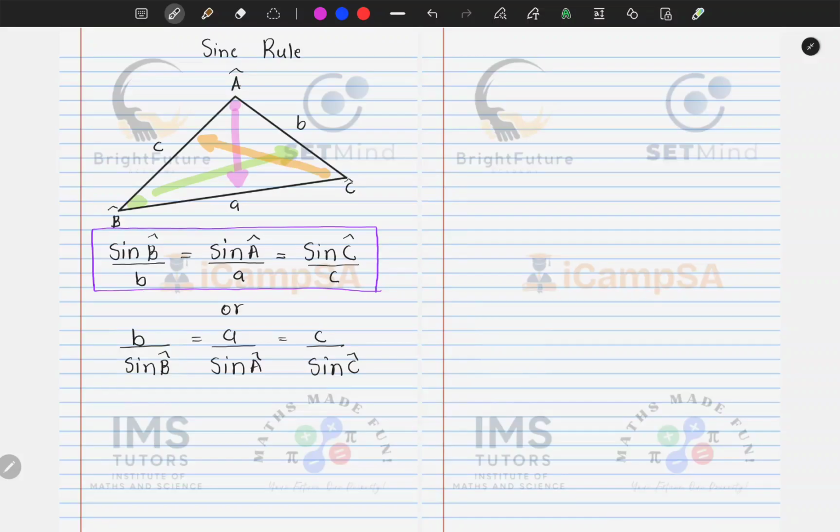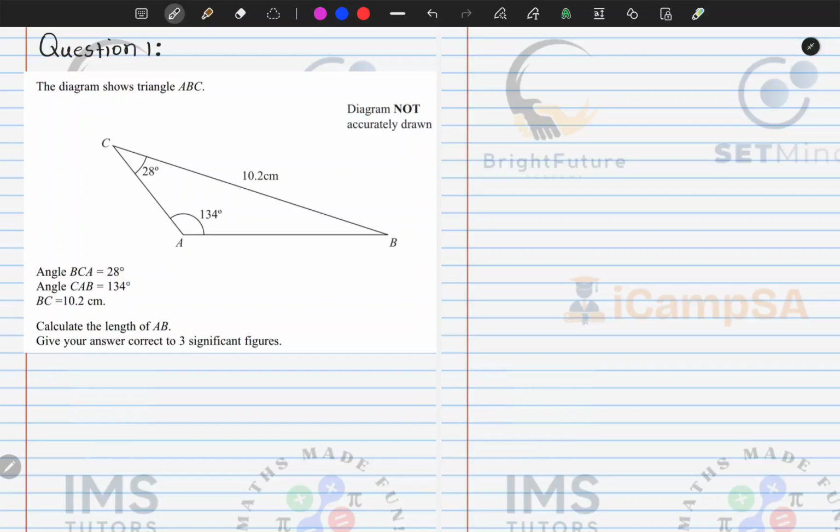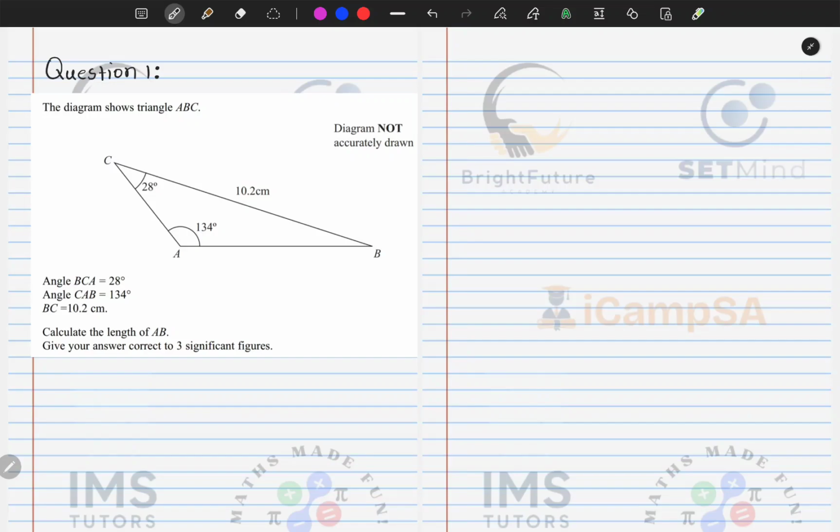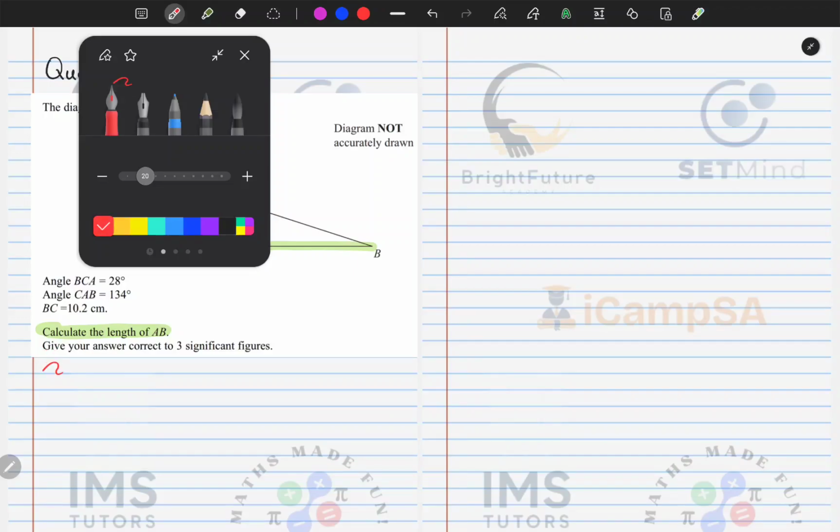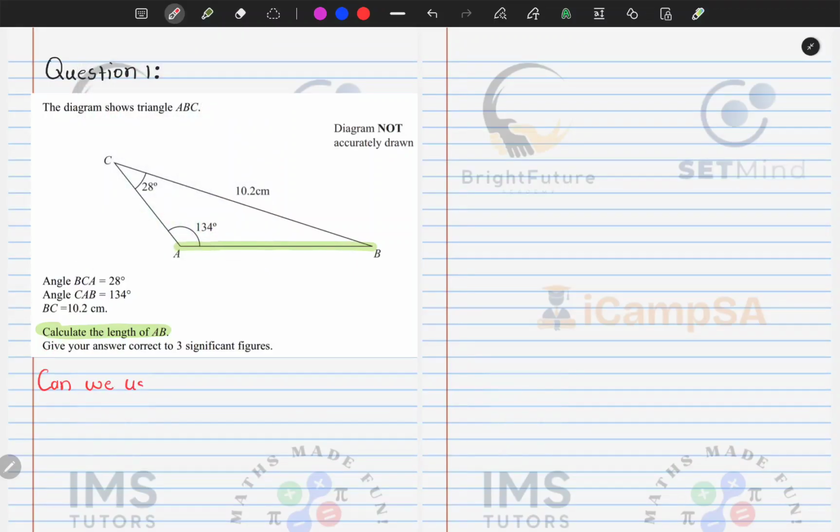So now let's jump to questions and see if we will be able to get them right. Okay, let's have a look at question 1 to demonstrate our understanding of the sine rule. Question 1 shows triangle ABC, and we are required to calculate the length of AB. So the first question we need to ask is, clearly this is not a right-angled triangle because there's no 90 degrees, so can we use the sine rule?